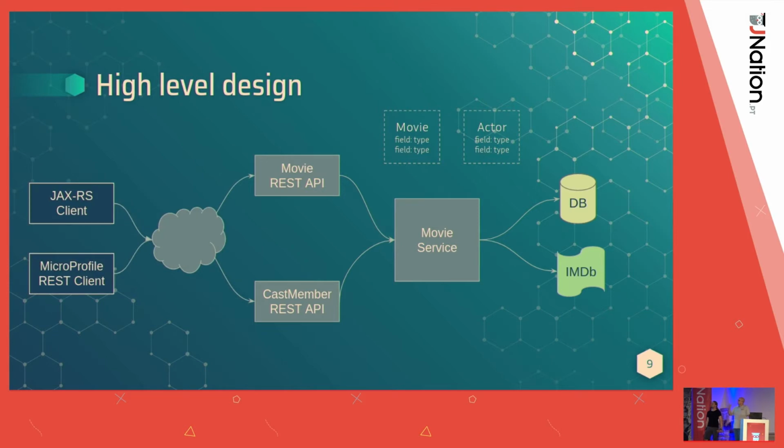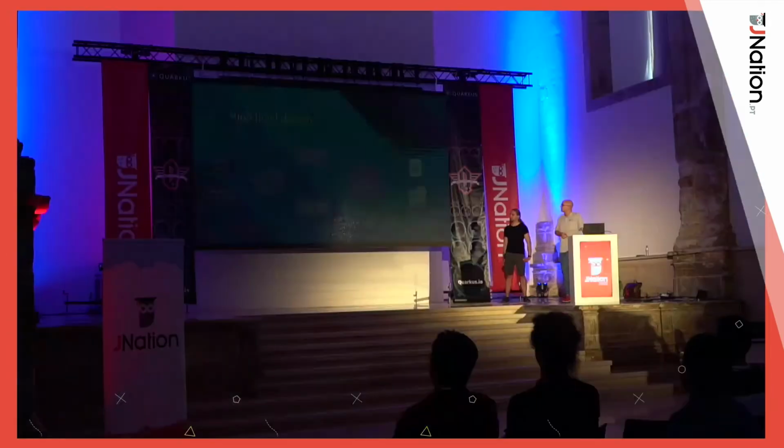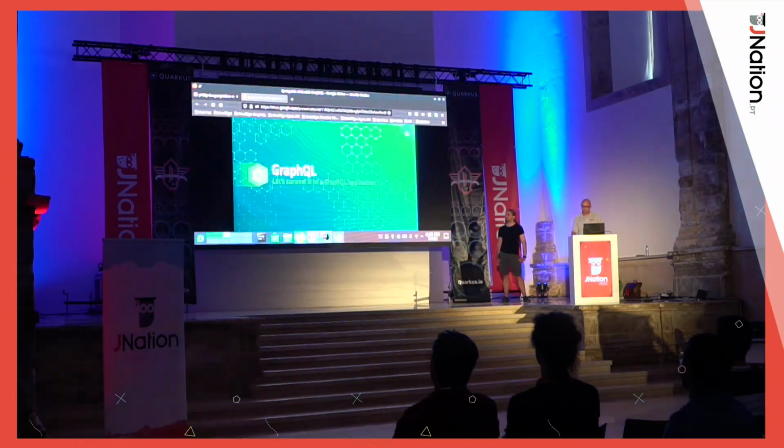And then we'll show the clients. So in the REST example, we typically have 2 types of clients, the JAX-RS client, which is much more dynamic, and then the Typesafe MicroProfile REST client. Right, so let's show that.